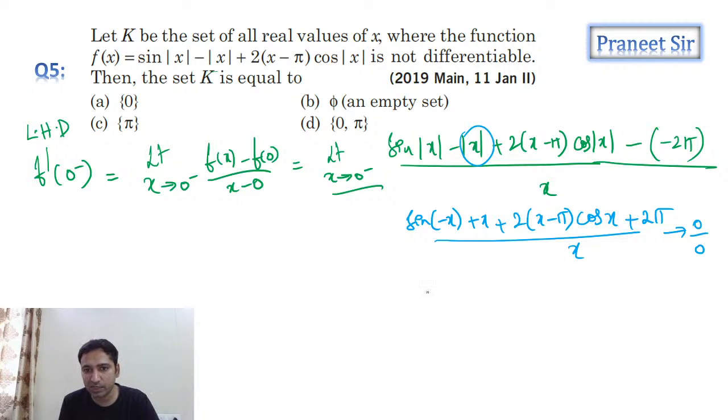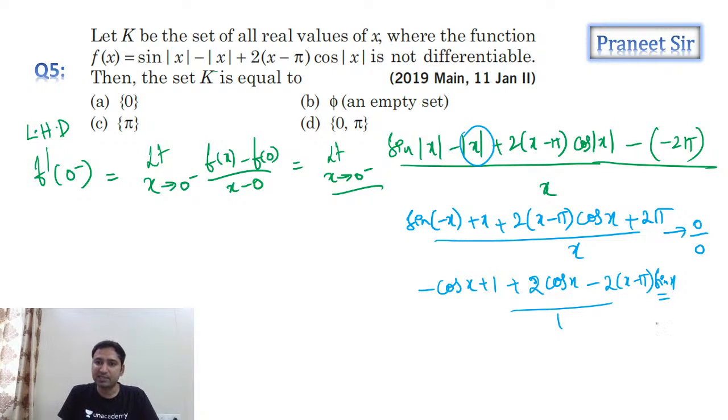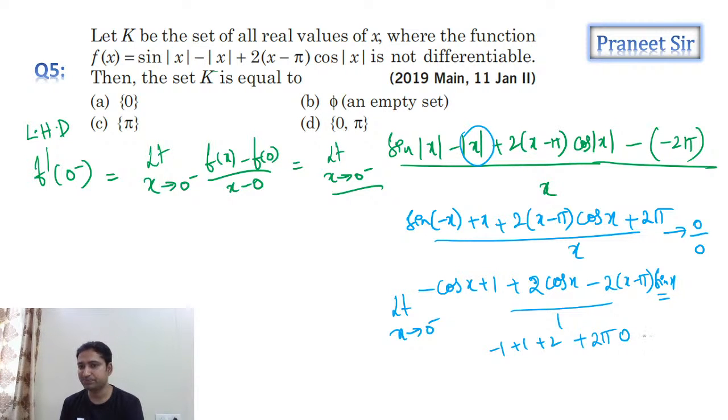If we apply L'Hospital rule here, we get minus cos x, plus 1, plus here you can use the UV rule: 2 into cos x minus 2 into x minus pi into sin x, by 1. Now substitute the limit, guys. If you substitute the limit x tending to 0 minus, how much do you get? Minus 1 plus 2 minus of minus 2 pi, which is 2 pi, into sine 0 which is 0. So this equals plus 2. The left hand derivative we got is plus 2, guys.